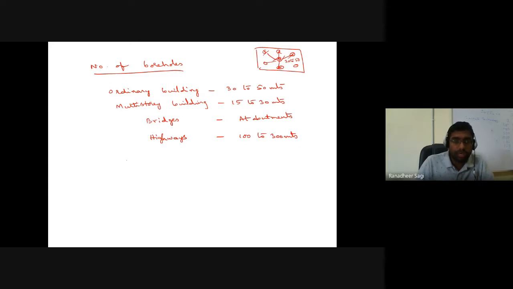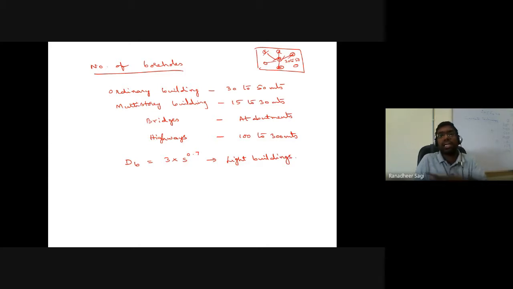Let's say, for example, the depth of the borehole, a simple mathematical expression, depending on whether it is a high-rise building or a simple ordinary building. We are going to calculate the depth of the borehole as 3 into S to the power of 0.7, an empirical relation which is given. This is applicable in the case of light buildings. Light buildings in the sense that the load coming from these buildings is relatively less on the soil or on the ground.